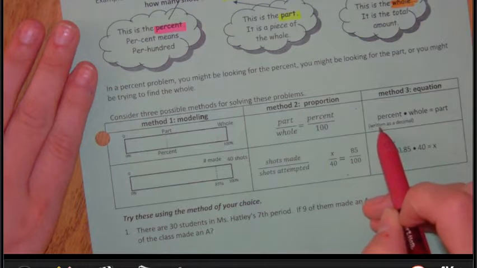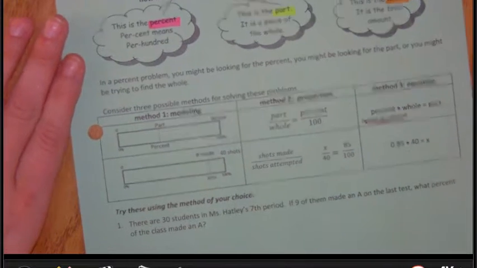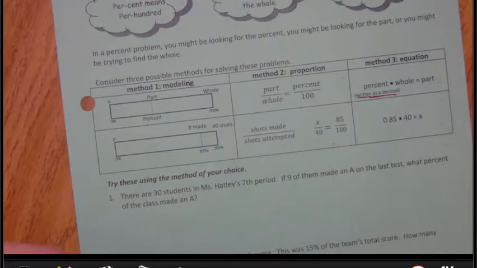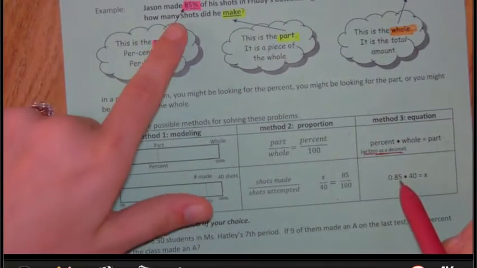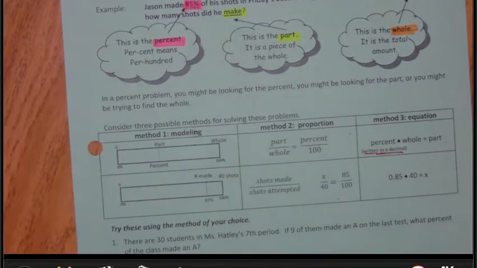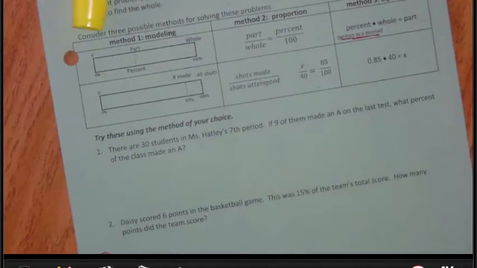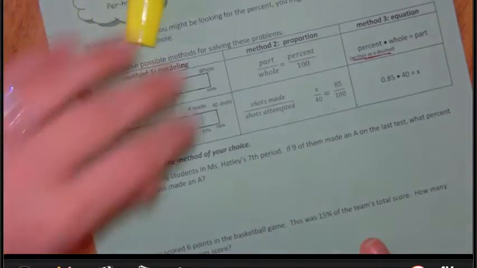Now, the percent must be written as a decimal. Okay, so the percent is written as a decimal. So in this problem, our percent is 85%. Well, 85% as a decimal is 0.85. Okay, times the total, which is 40, which gets me x. All right, so we're going to just do several example problems and solve from here.